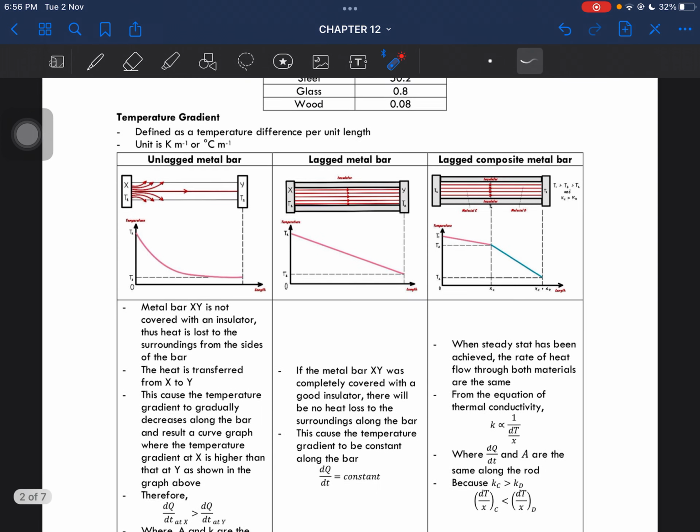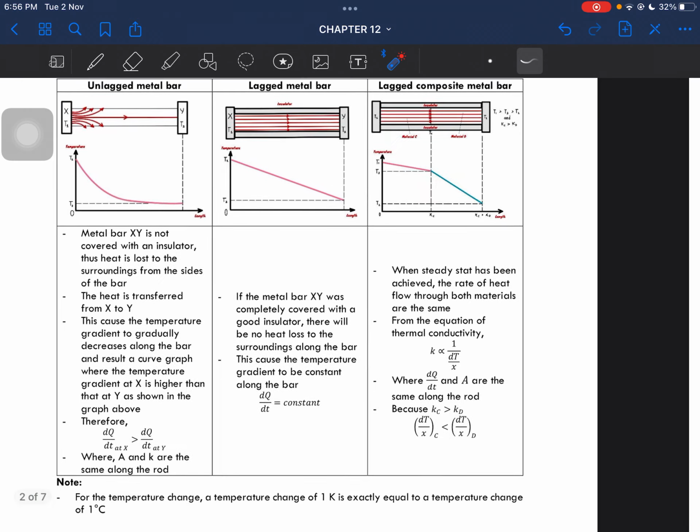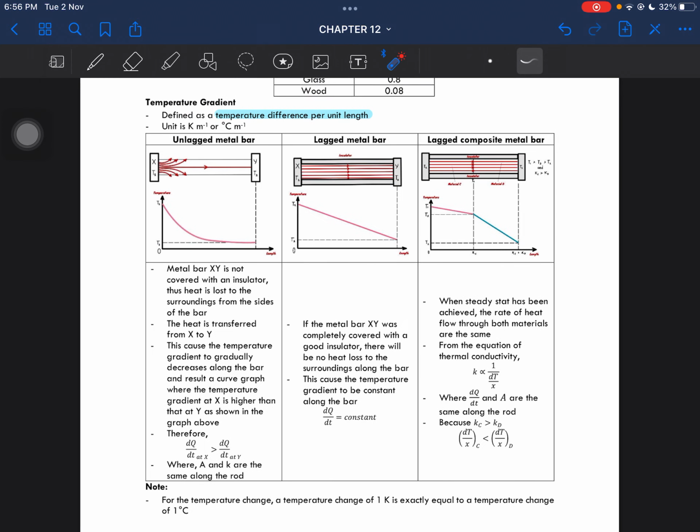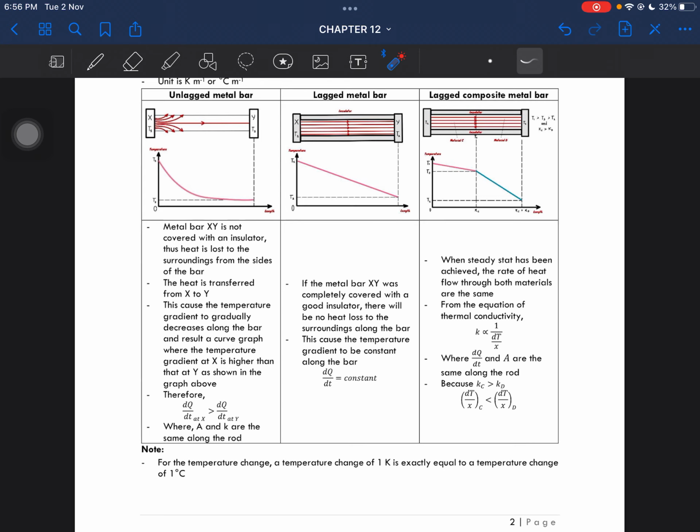Okay, now temperature gradient, it is defined as the temperature difference per unit length. Okay, per unit length. So the unit is Kelvin per meter or degree Celsius per meter. So this is the type of metal bar. So one of it is unlagged or lagged composite metal bar. In this case, this one has two types of material. This one only has one type of material. This one, one type of material without any insulator.